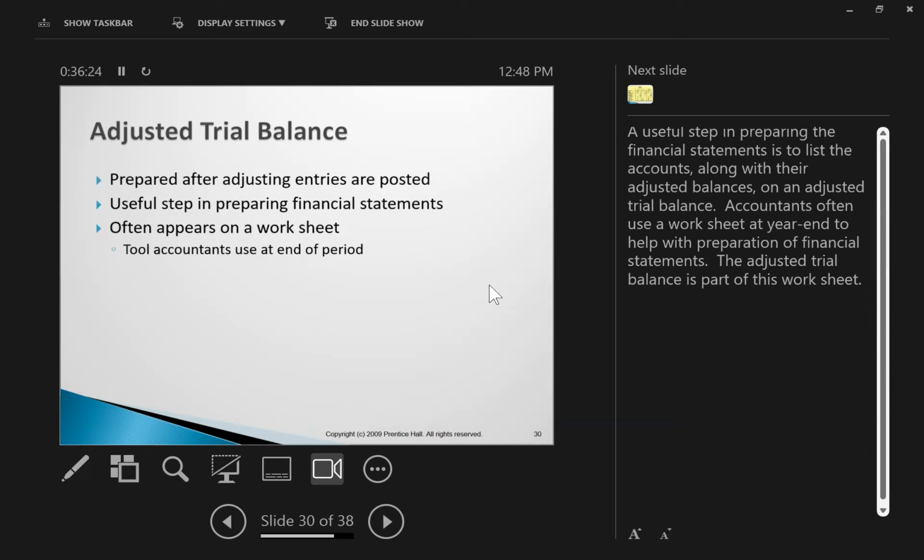It often appears on the worksheet, which I explained in that video. And it's a tool that accountants use at the end of the period. They're talking about the worksheet. And again, the worksheet is an internal document only. Once you're done with it, you can throw it away, you can shred it, you can keep it, whatever you want to do with it. That is confidential information. It is not intended for everyone's eyes. It's not intended for outsiders, okay?